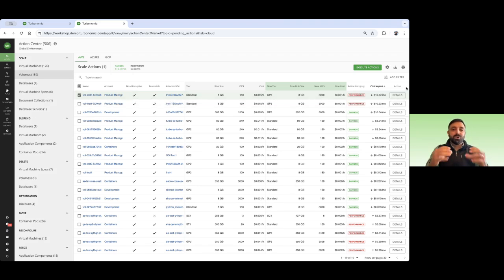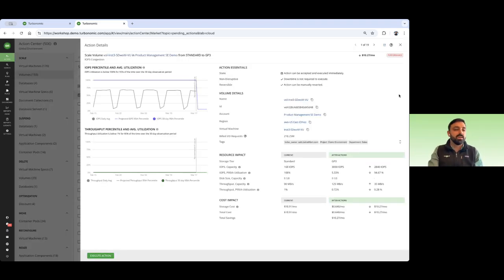Now, this is cool just looking at a table, but some folks on the call may be a little more technical and they want to understand how and why. How do we come up with this and why does it matter to me? Well, the reason why the system spits out this action on a technical level is we have the empirical data. We know what the consumption, the performance profile is for this workload.